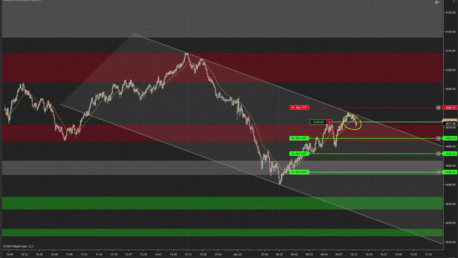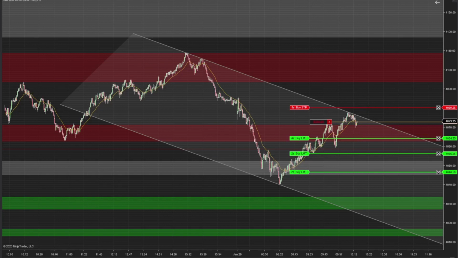Perfect. So our first target is right here. It is at 4064.25. So 4064 and a quarter right there. Perfect. That's our first target. We need this to come down and hit our first target before we can move our stop down to the point of entry. All right, let's see if we can get this first target.